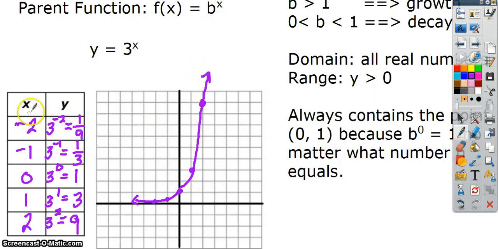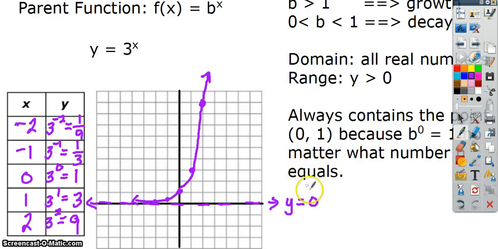Alright, another thing you'll notice is that if I kept going negative, and if you take a look at this in your calculator, you can really see that, it never goes to 0. It'll be 1 over 27, and then 1 over 81, and then 1 over 243, and so on. Okay, so it gets really, really close to 0, but never actually gets to 0. And we've seen this before with rational functions. They have what's called an asymptote. And this asymptote is right here on the x-axis. So it's got an asymptote at y equals 0.